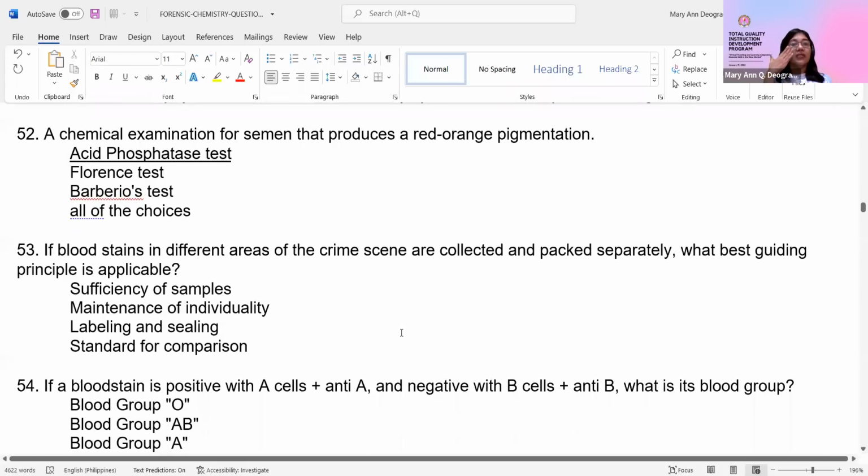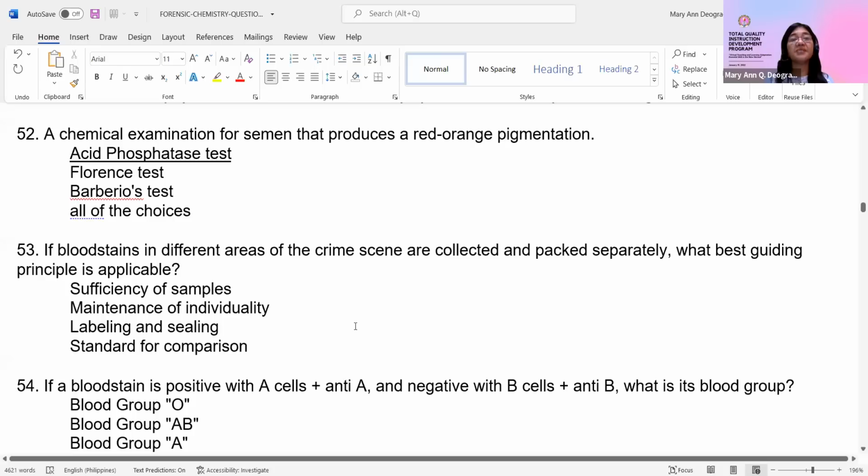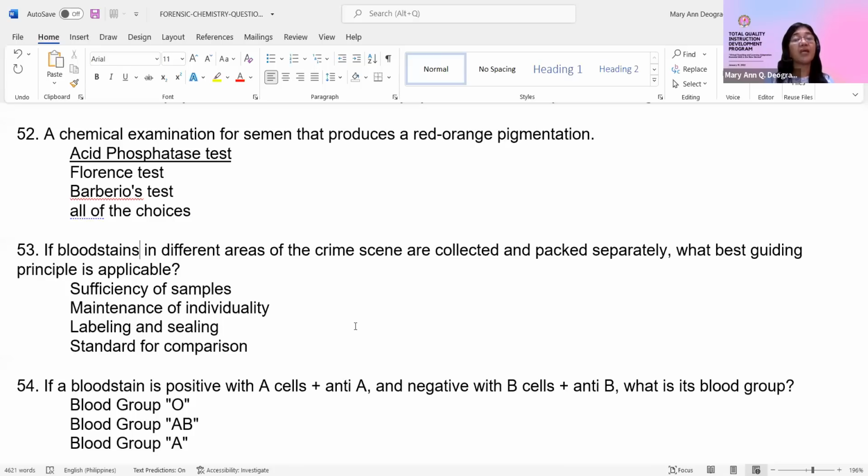Number 53. Dapat one word lang. If blood stains in different areas of the crime scene are collected and packed separately, what best guiding principle is applicable? Alin sa tingin nyo? Okay, may sumagot. They are being packed separately. Is it sufficiency of samples?